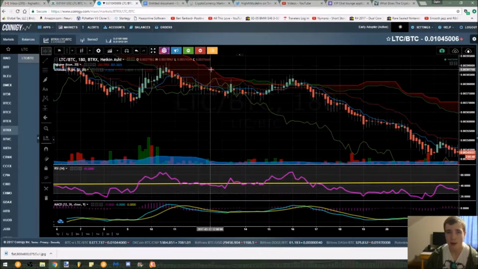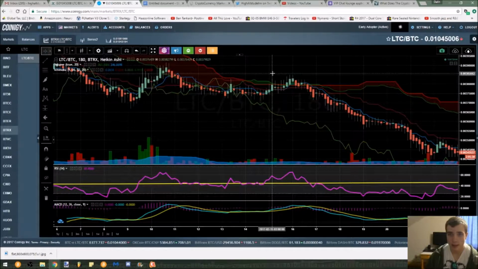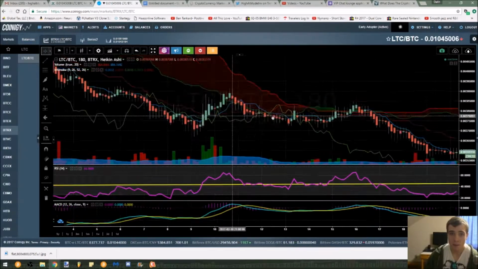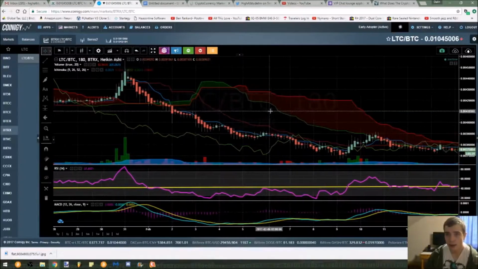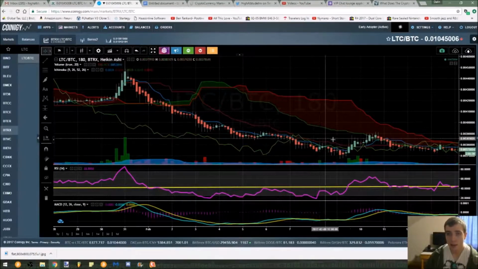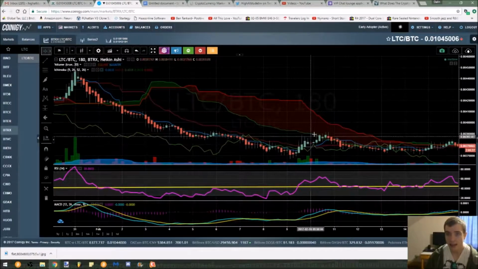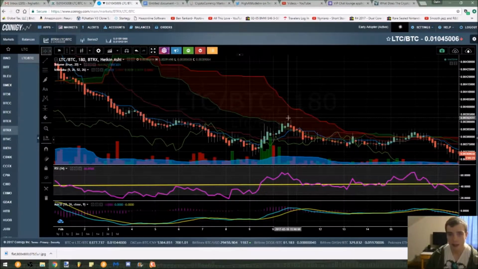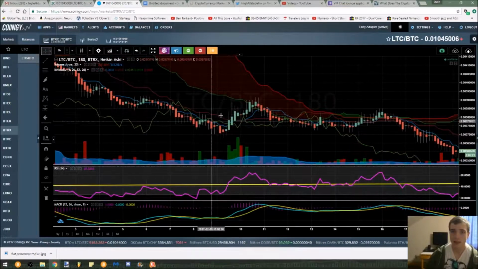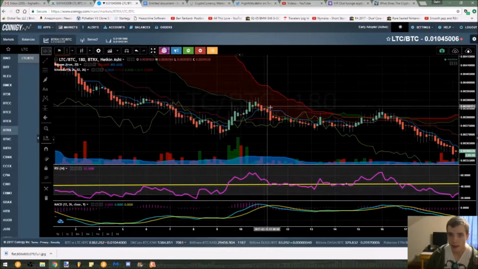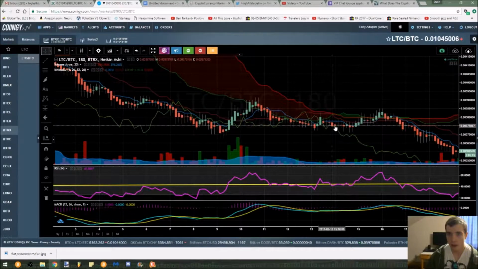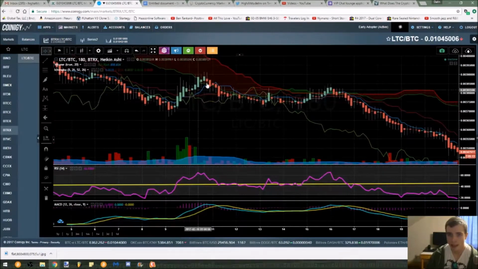Now, right here, the cloud is acting as resistance. So what that means is when people are trading this coin and it's coming up into this area and it hits this spot, see how the cloud is red? That means it's a resistive cloud. So the resistive cloud gets hit at this point, and as you can see, the market followed along the lines of the bottom of that cloud very, very nicely here.